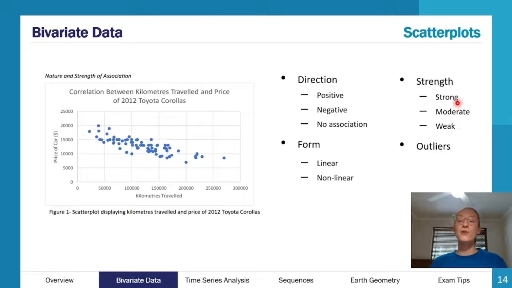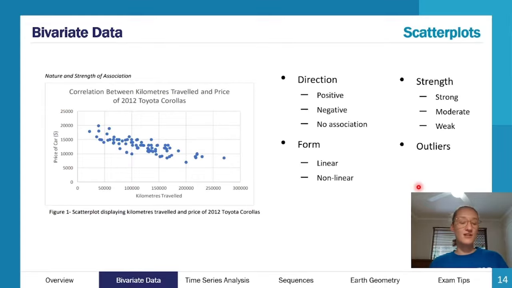Strength, is it weak? Is it moderate? Is it strong? This is looking fairly strong, so I'd probably say moderate to strong, because if it was weak, the points would be quite spread out. If it was strong, they'd be really close together. But there is definitely a fairly strong looking pattern there. So I'd say it's a moderate to strong relationship. And I don't really see any obvious outliers. I mean, maybe that one, but not really. It still generally falls in with our pattern.